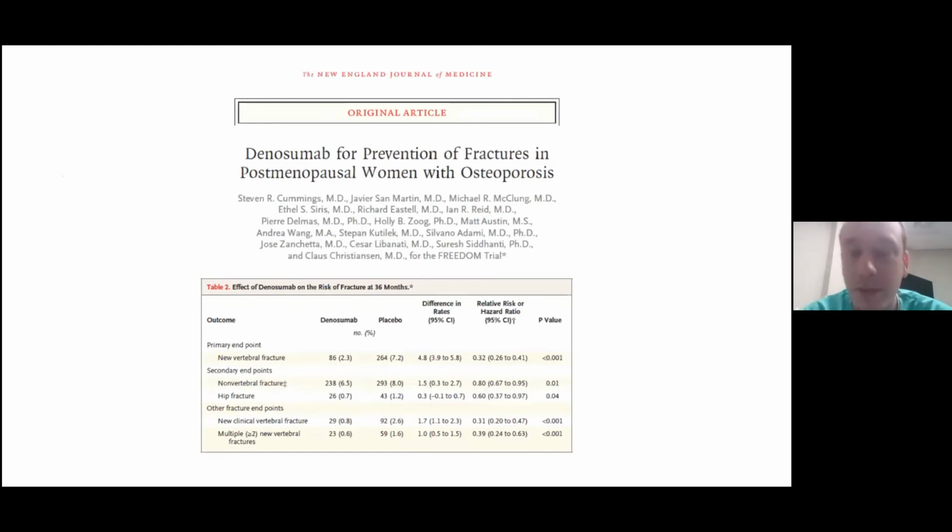So what is some of the evidence behind the new monoclonal antibodies? The FREEDOM trial, which was published in the New England Journal of Medicine, looked at the use of denosumab for fracture prevention in postmenopausal women with osteoporosis. They looked at close to 4,000 women who were treated with denosumab every 6 months for 36 months. The primary endpoint, prevention of vertebral fractures, was reduced by around 68%. Also, at 36 months, bone mineral density was increased by close to 10%.